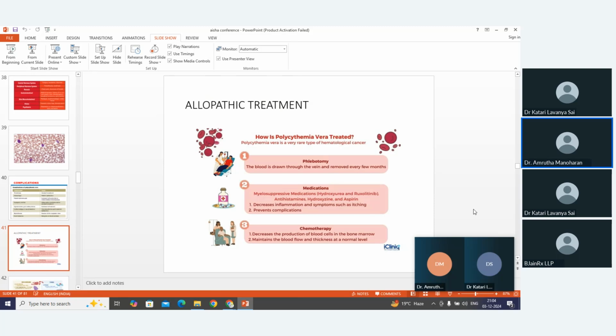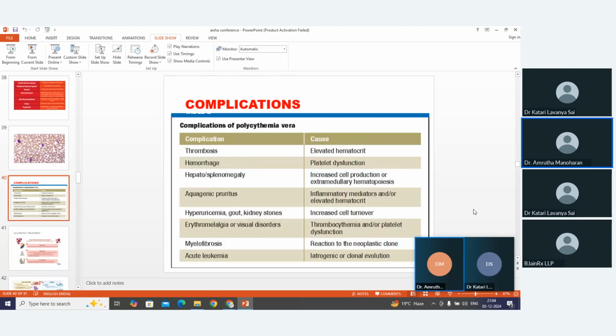The previous slide. Thrombosis. Thrombosis occurs due to elevated hematocrit. Next, hemorrhage. Hemorrhage occurs as a consequence of increased platelet dysfunction. And hepatomegaly or splenomegaly occurs due to the increased production, or the extramedullary production, of hematopoiesis. Next is aquagenic pruritus. Aquagenic pruritus mainly occurs due to the inflammatory mediators of the elevated hematocrit.